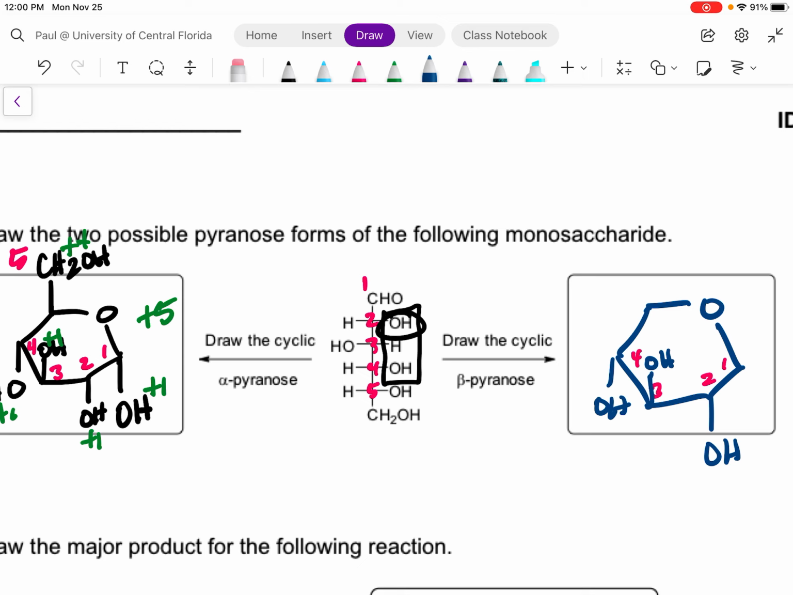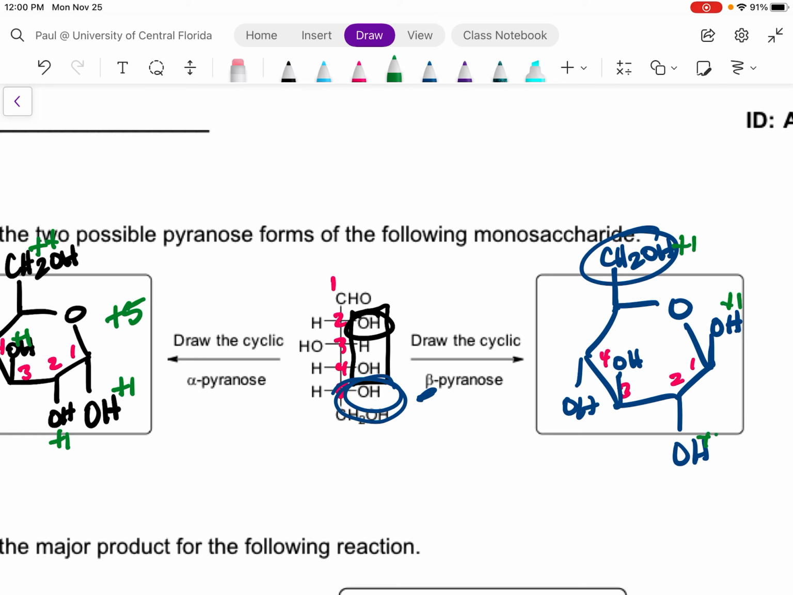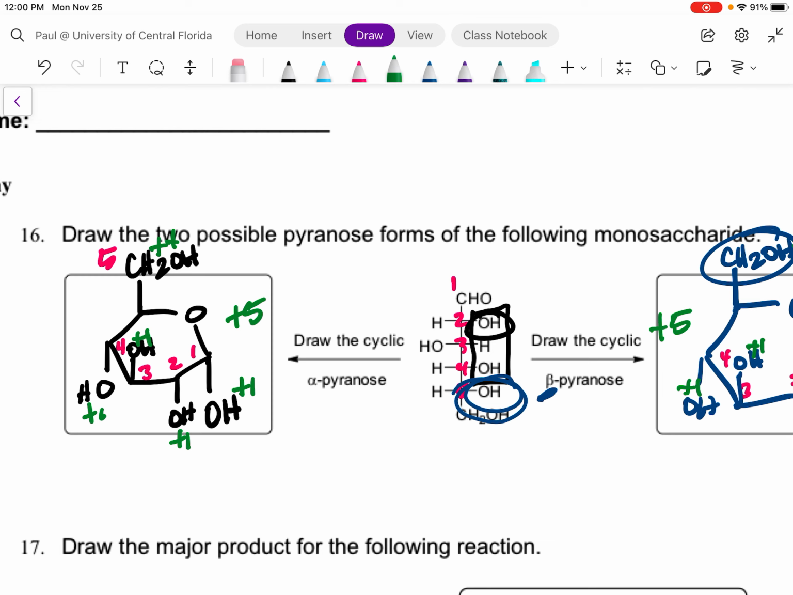And then we can see that this sugar is a D sugar. So that means this group right here, CH2OH, has to be in that orientation. And then the beta is telling us that the alcohol on carbon 1 has to be on the same side as that group. So we can see plus 1 for another 5 points. So that's how you would get those 10 total points for that question.